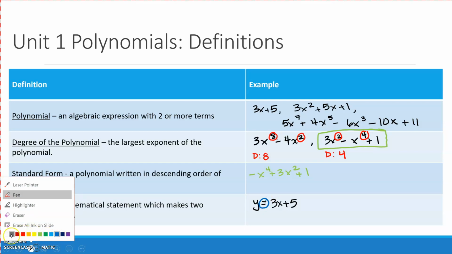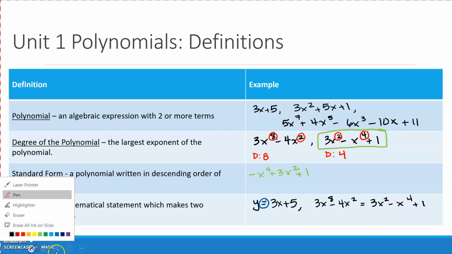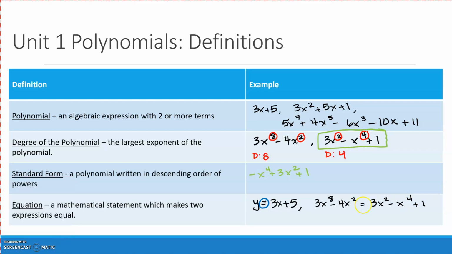Now I can take these expressions and set them equal to each other. So I have 3x to the 8th minus 4x squared is equal to 3x squared minus x to the 4th plus 1. And I have made an equation out of two expressions. What makes this an equation? The equal sign.